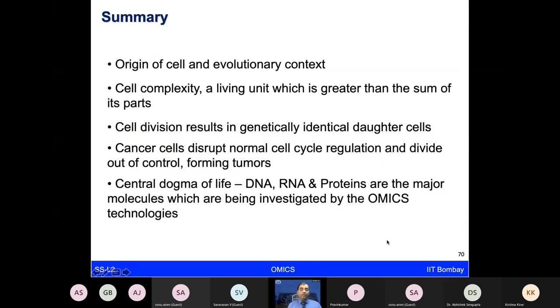So what we learned today was essentially some really basic concepts, but I hope it is connecting the dots for you, bringing you from the broad evolutionary concept to the origin of the cell, thinking about the cell, which is not just a living unit, it is much greater than the sum of all its parts, it is deriving the functional information. The cell is going to divide to make identical daughter cells, and if the cell cycle is not operating properly, it is going to dysregulate and show phenomena like tumor formation. And the central dogma of life, from the DNA, RNA, and proteins, is really important to convey all the information, and that's actually being exploited, utilized, and investigated by the scientists working in the omics field, who are now using different technologies to study DNA, different technologies to study RNA, different technologies to study proteins.